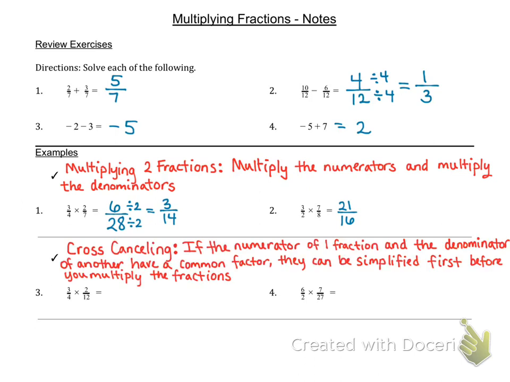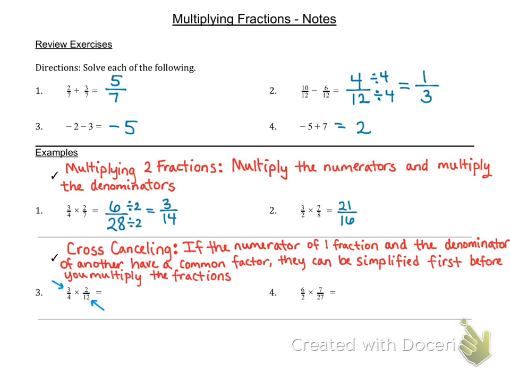Another way to multiply fractions that makes it a little bit simpler is by cross-canceling. The way to do this is, if the numerator of one fraction and the denominator of another have a common factor, they can be simplified first before you multiply the fractions. So if we look at number 3, we have 3/4 times 2/12. If I look at the numerator of this fraction and the denominator of this fraction, can I divide those two numbers by the same common factor in order to make those two numbers smaller?